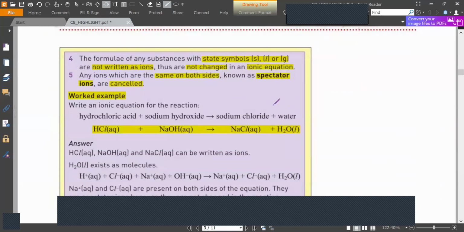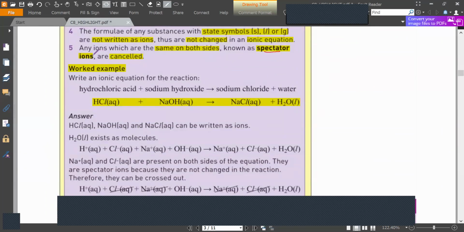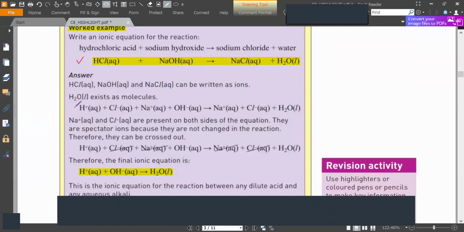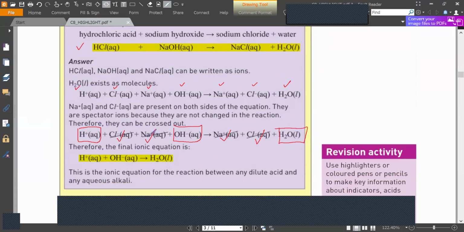So the main point is we cancel the spectator ions. Example, hydrochloric acid and sodium hydroxide. So we form these ions, one, two, three, four, five, six, and then water. So we cancel out the ions that remain the same before and after reaction, like chloride and sodium. So we are left with hydrogen ion, hydroxide ion, and water. So this is the actual reaction that happened.